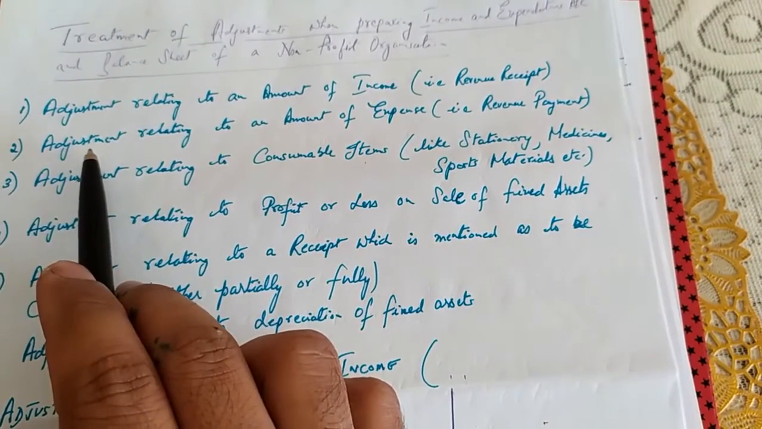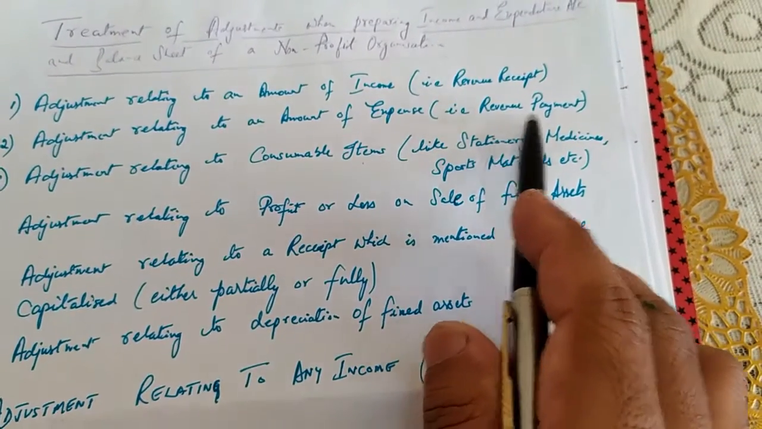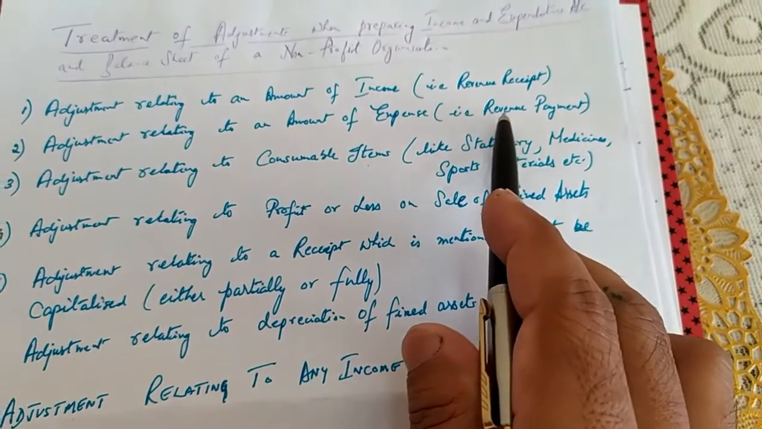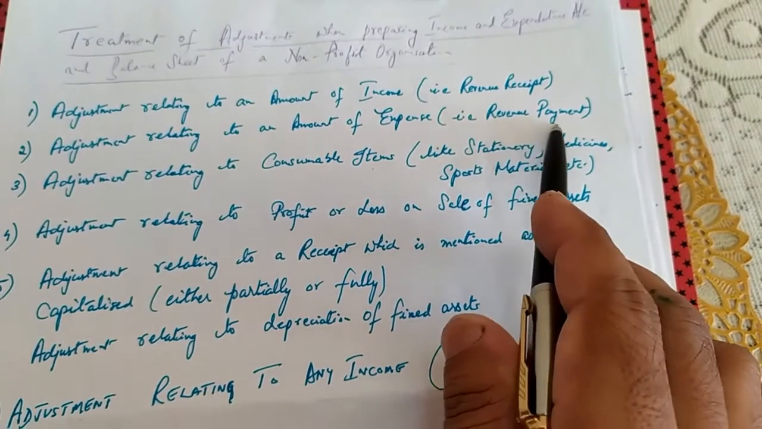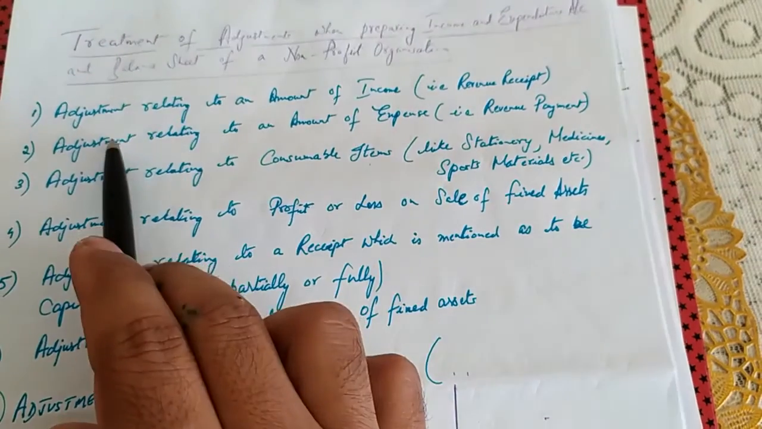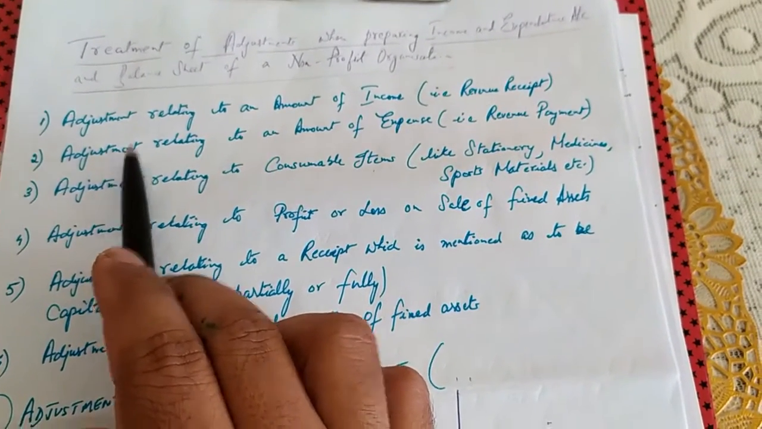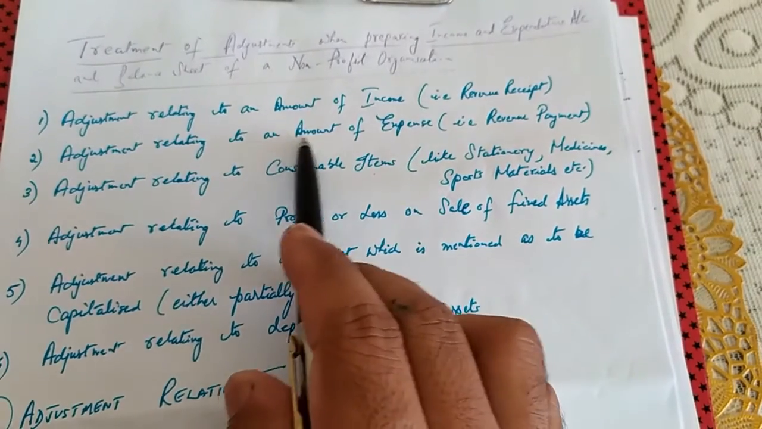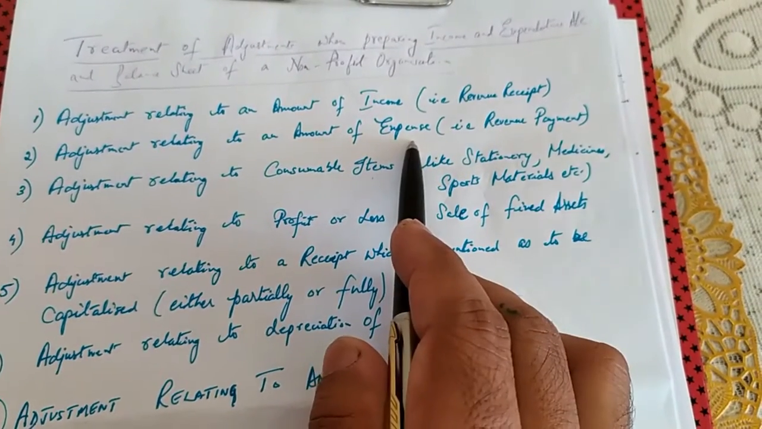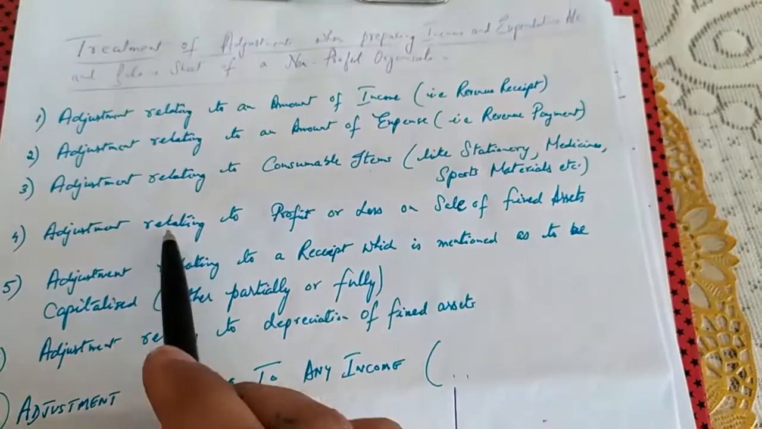Then another adjustment will be relating to an amount of expense. Similarly, the revenue payments which you are going to pick from the receipt and payment account, for these revenue payments there may be some adjustments. So based on these adjustments, you have to compute the amount of expense or expenditure to consider in the income and expenditure account.